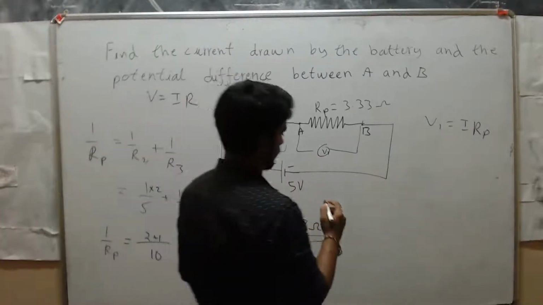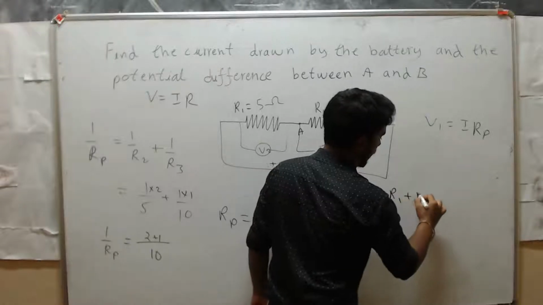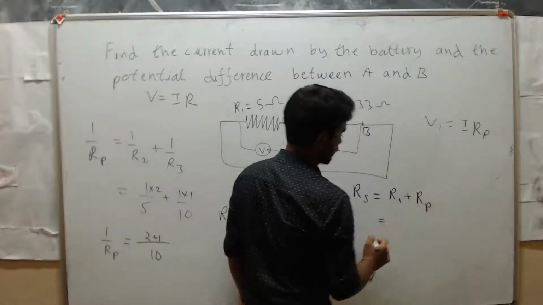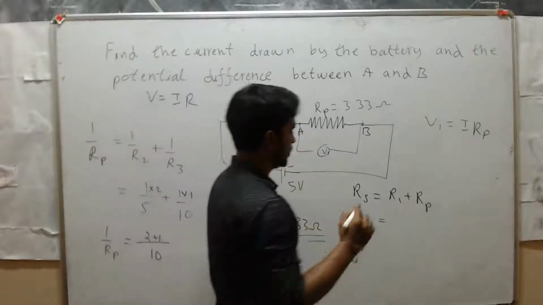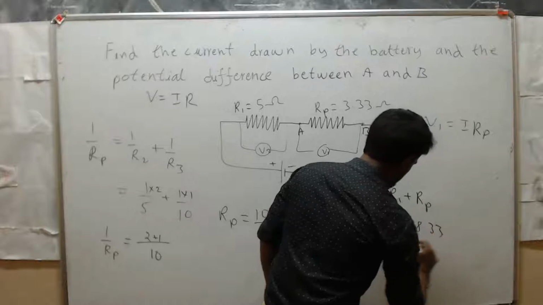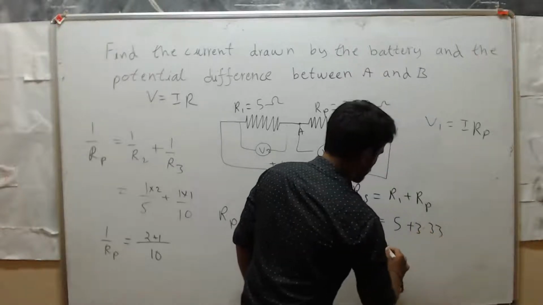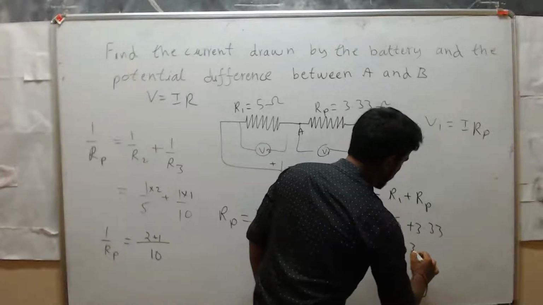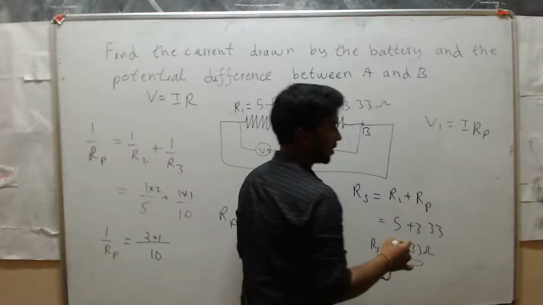So solve here. RS is equal to R1 plus RP. So now I am solving these two resistors. Okay. So this is 5 and this is 3.33. So if you add these two, you will get 8.33 ohm. So RS. Okay.